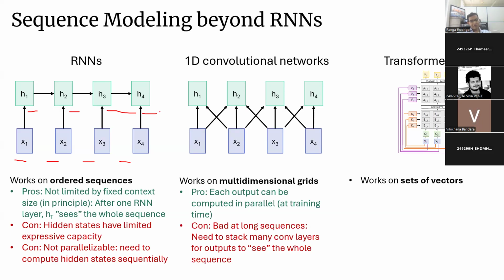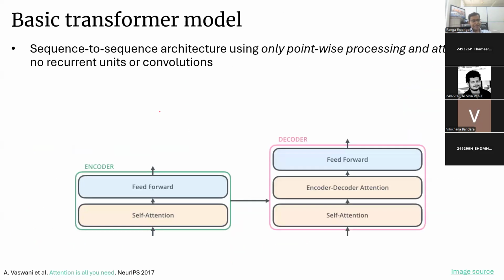Then the other one is a transformer. This works on a set of vectors, so we will see that. All right. The basic transformer model is a sequence to sequence architecture. It uses only point-wise processing and attention, no recurrent units or convolutions.